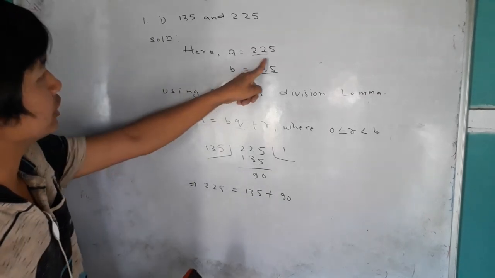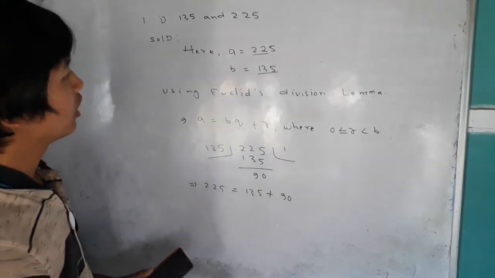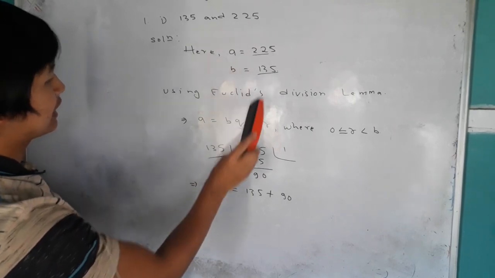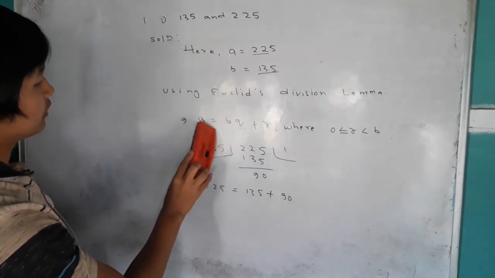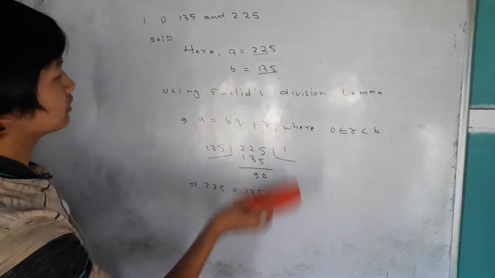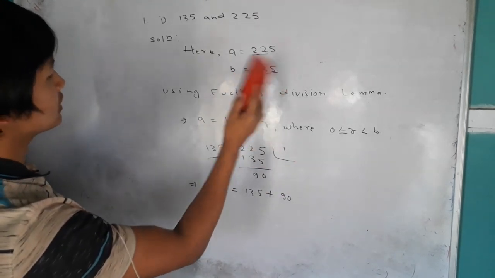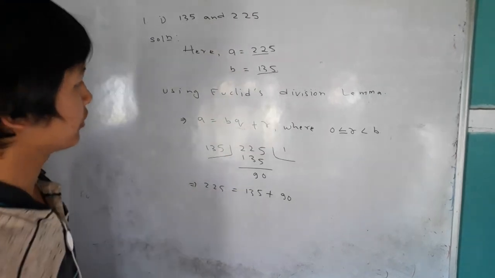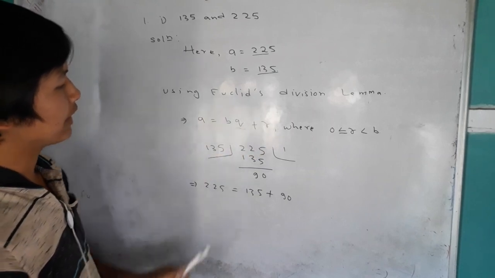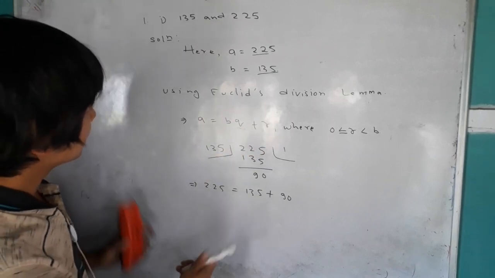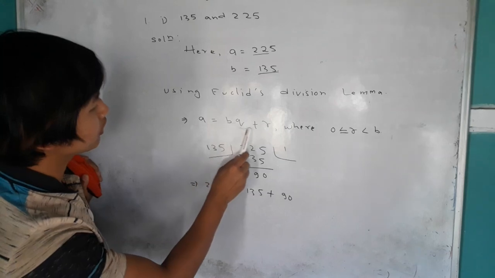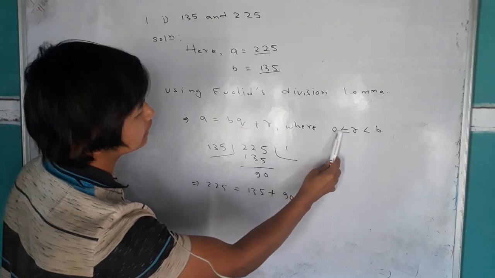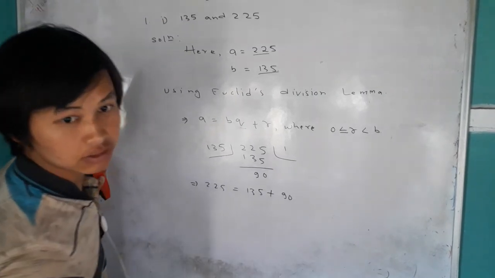A equals 225 and B equals 135. Always remember that A is the dividend, which is greater than the divisor, isn't it? So always take the larger number as A and the smaller number as B. Using Euclid's division lemma, it states A equals BQ plus R, where R is greater than or equal to 0 and less than B. This is the applied condition.